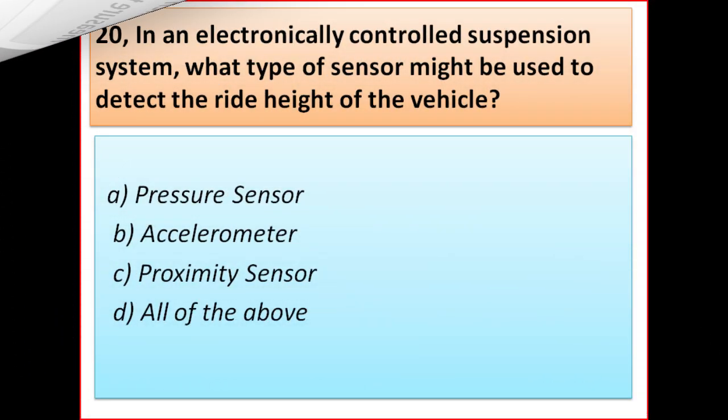20. In an electronically controlled suspension system, what type of sensor might be used to detect the ride height of the vehicle? A. Pressure sensor. B. Accelerometer. C. Proximity sensor. D. All of the above.